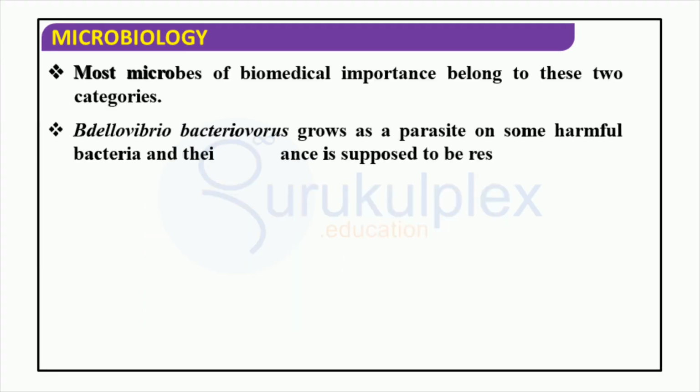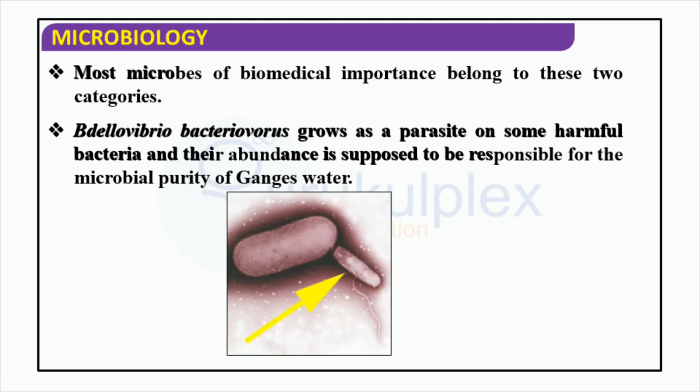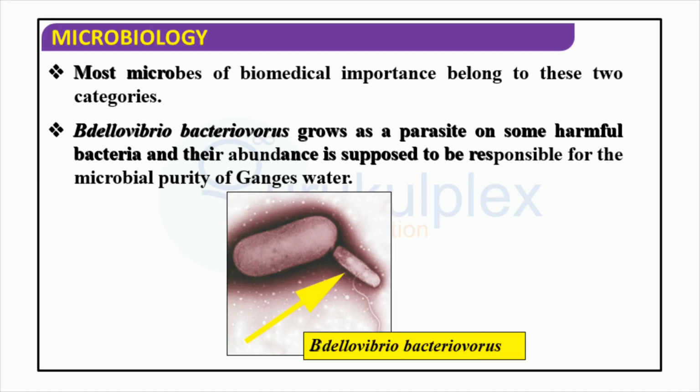Bdellovibrio bacteriovorus is a species of bacteria that lives as a parasite on some harmful bacteria. Believed to be responsible for the microbial purity of the water of the Ganges River, this is just one example of the many bacteria that belong to the two most important categories for biomedical research. With this in mind, understanding these microbes is essential in order to comprehend the implications of our research.